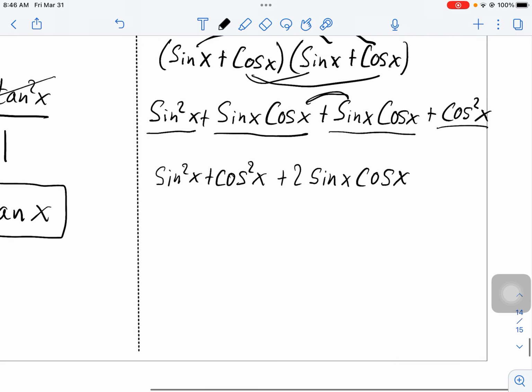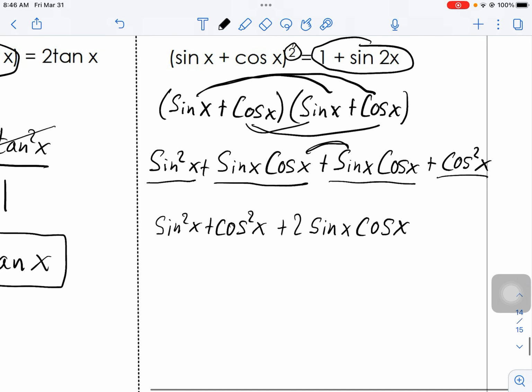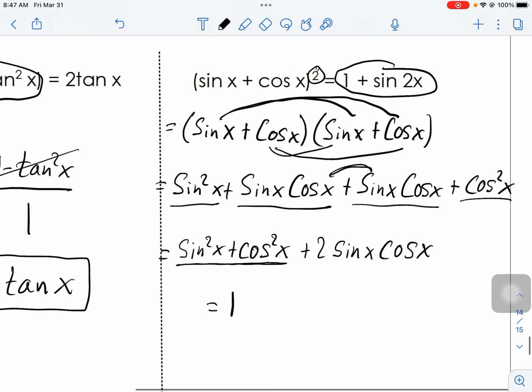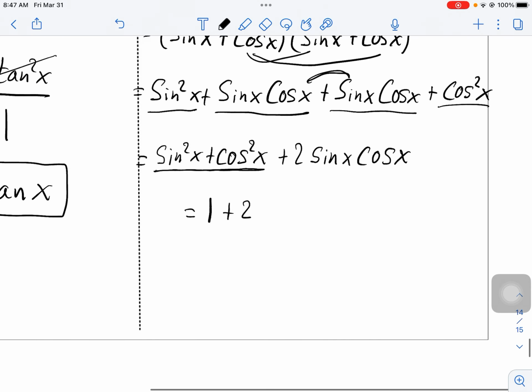And then we just have to remember something that we previously learned about identities. This is the most important one. This is the Pythagorean identity. And sine squared x plus cosine squared x becomes 1. So then what we can do after this is we still have this 2 sine of x times cosine of x. But we've also seen that before.